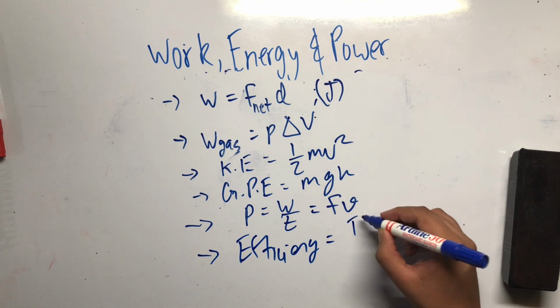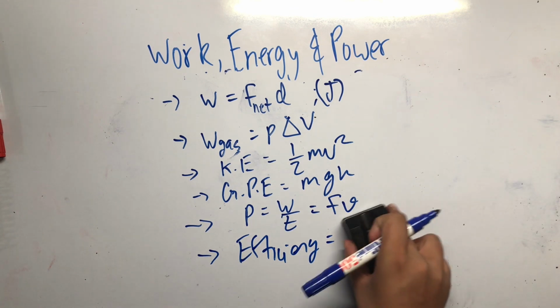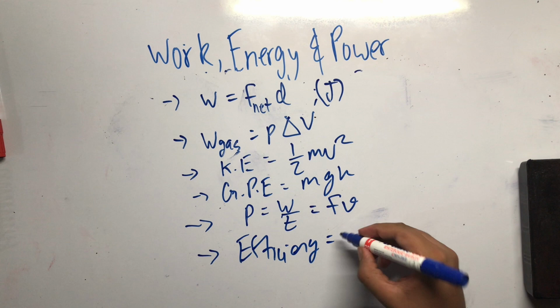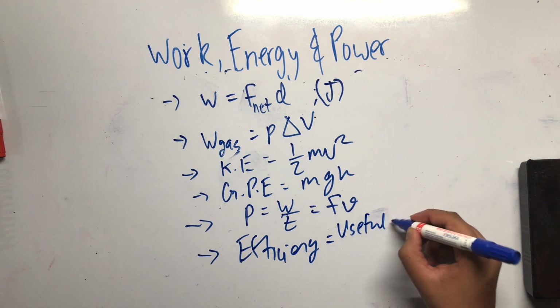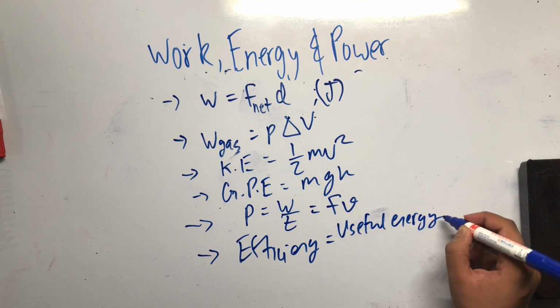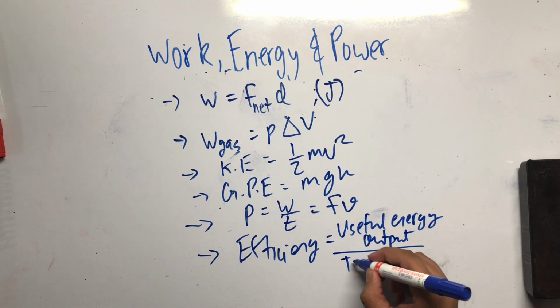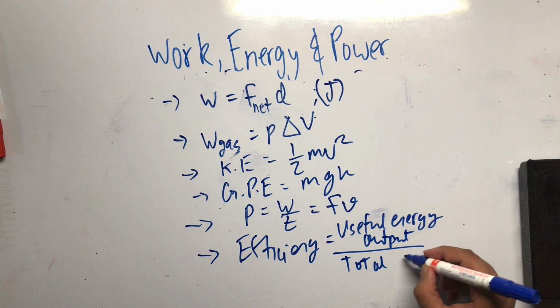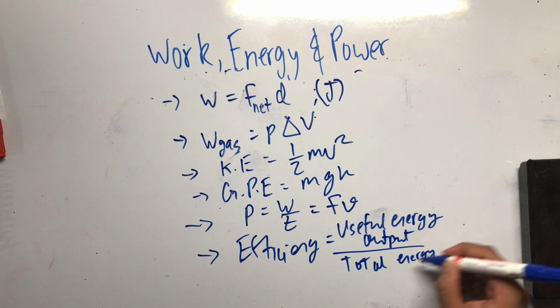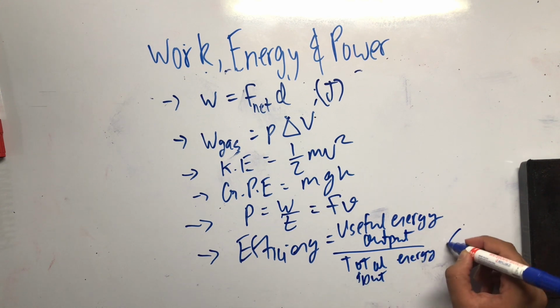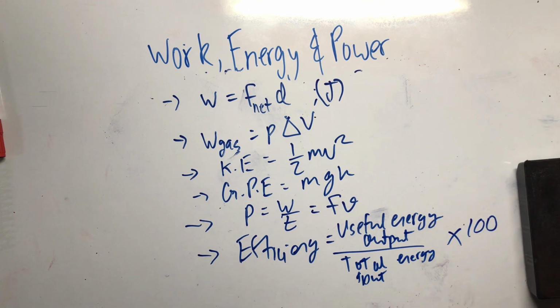And the last equation is efficiency is equal to the useful energy output upon total energy input times 100.